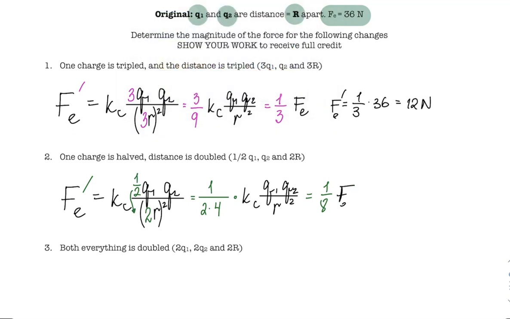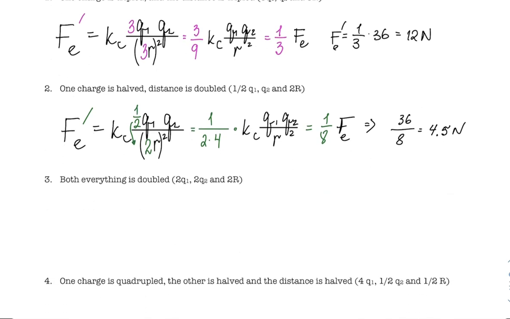Of original Fe. So then to figure out the value, it's just going to be 36 over 8. So that's like 32 over 8, which is 4. And 4 over 8 is 0.5, so 4.5 newtons. That's the new force.